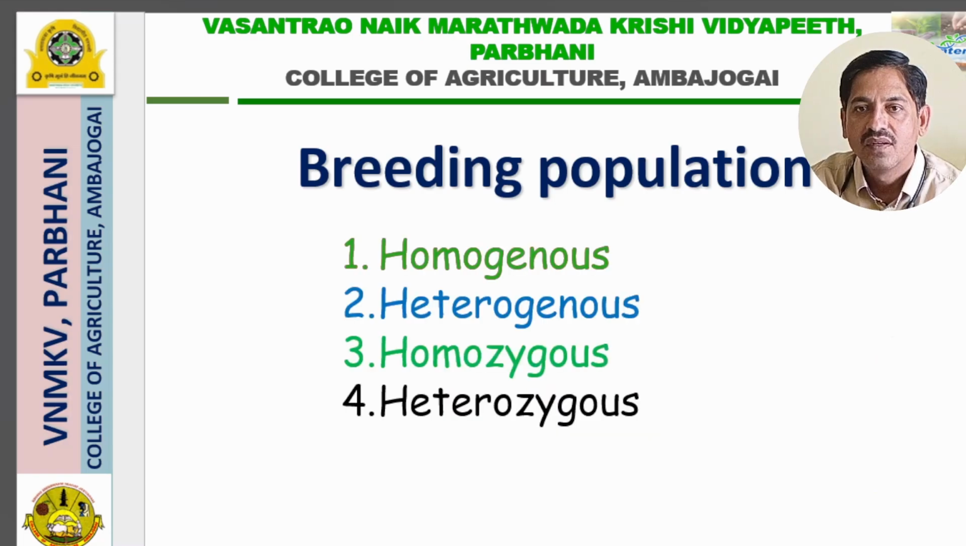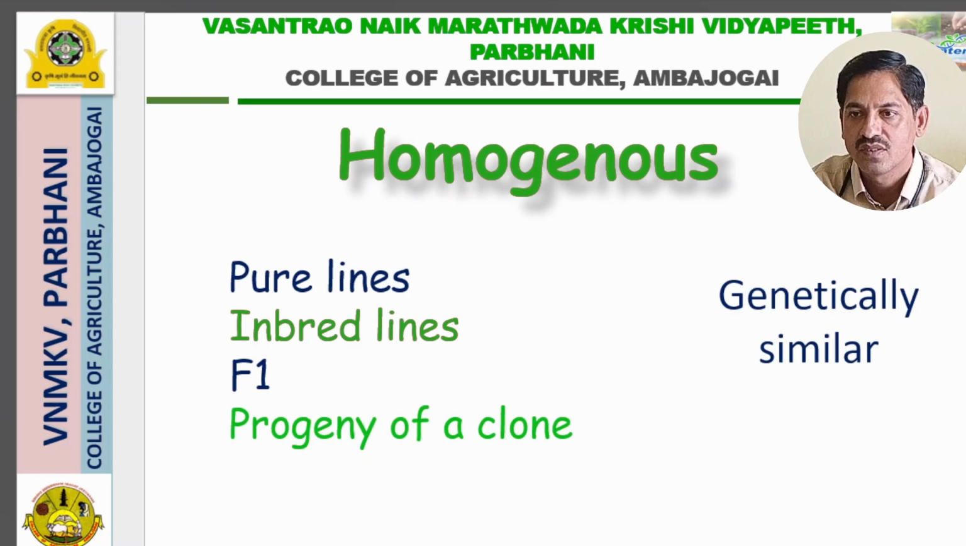What are the different breeding populations used in crop improvement programs? These are the four main breeding populations: homogeneous, heterogeneous, homozygous, heterozygous. Let's start with the first one, that is homogeneous population.